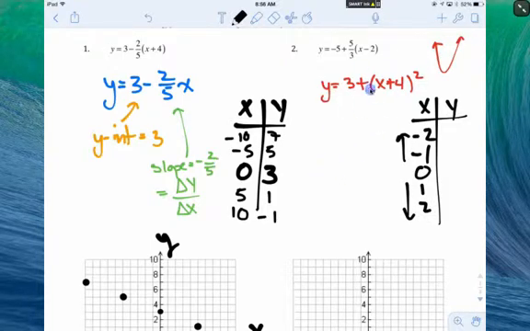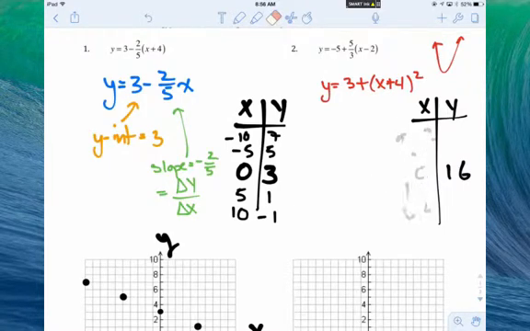However, in this example, if x is 0, right, 0 plus 4 is 4. 4 squared is 16 plus 3. Holy cow, we're at 0, 16. I mean, we're already off the graph. So with this example right here, centering our x values at 0 is not really going to be very helpful. So we're going to need to find a different strategy here.